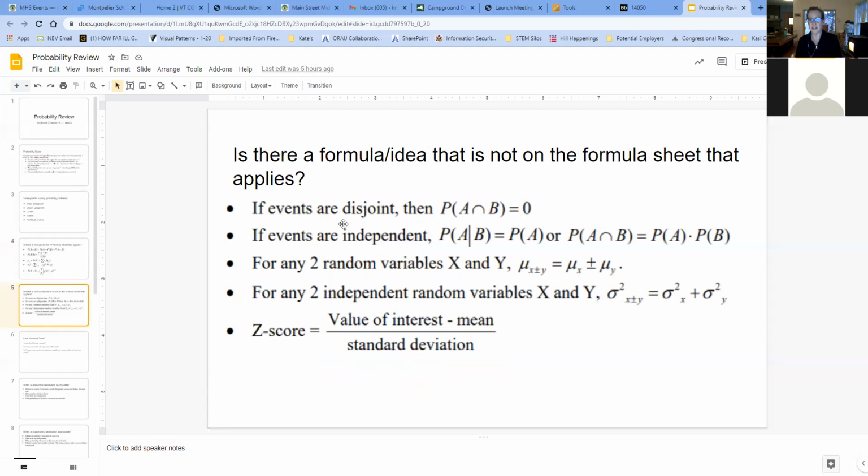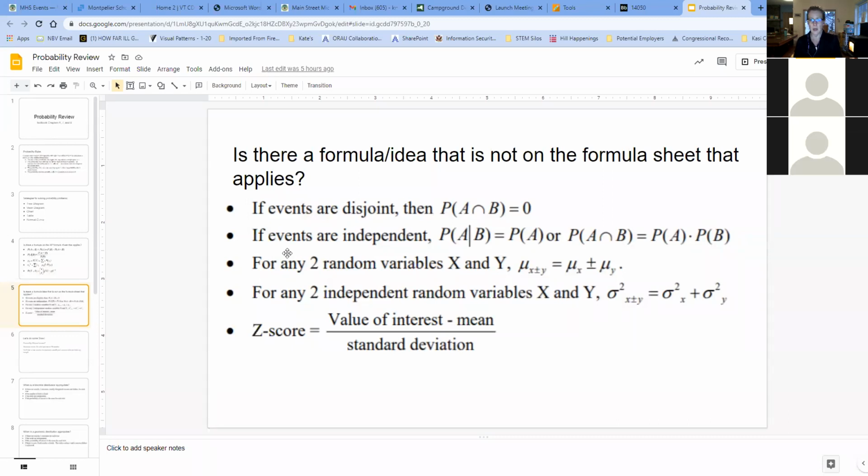This idea that if events are disjoint, then the probability of A and B happening is going to be equal to 0. Again, this is just saying what I was saying before, which is disjoint events. Disjoint meaning that they're not touching. So we've got 2 circles in a Venn diagram situation. These things don't have any overlap. So the probability of them happening together at the same time is going to be 0 because they won't ever happen at the same time. They don't touch. They are disjoint.